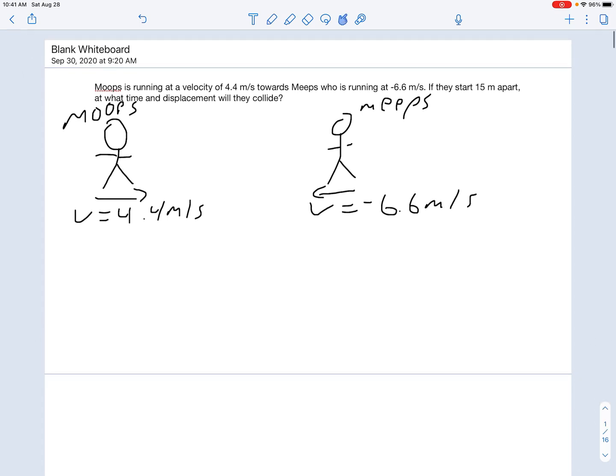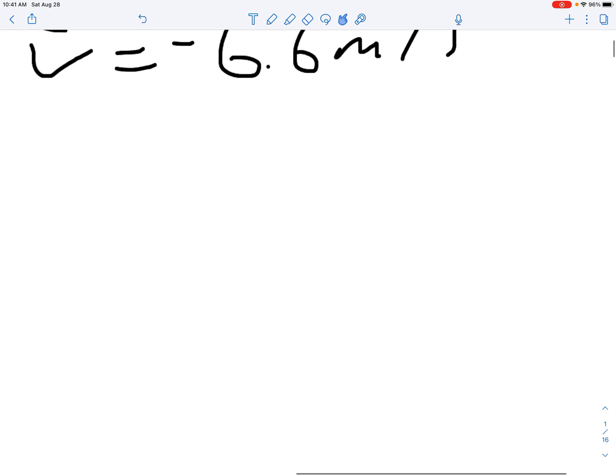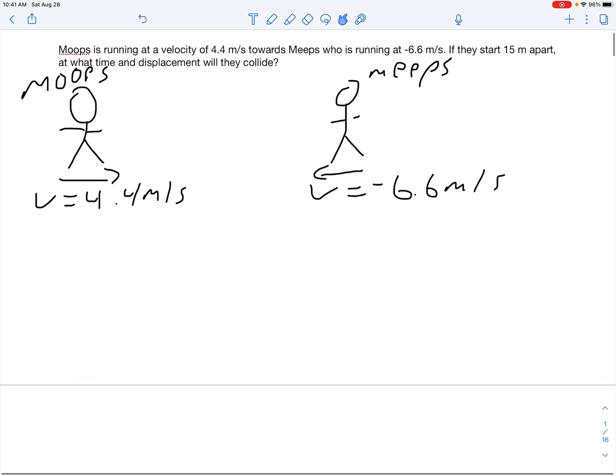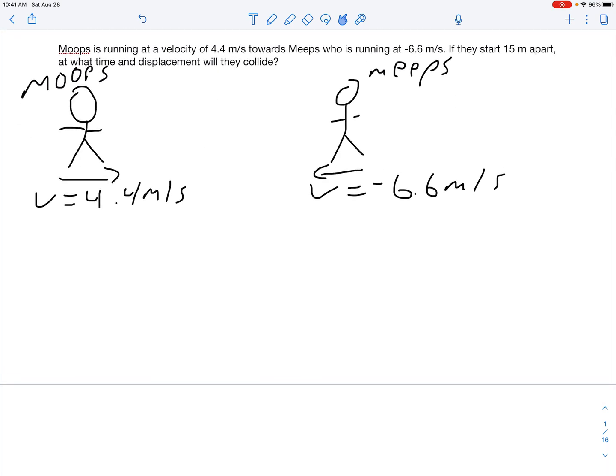I'm going to zoom in a little bit. There we go. And they're 15 meters apart. So if we consider Moops at point 0, this distance is 15 meters. And I always want to write down what we're looking for. We're looking for the distance where they collide, and the time that they're going to collide.